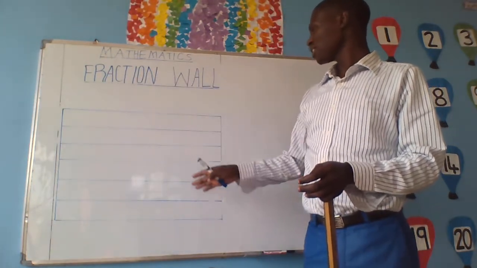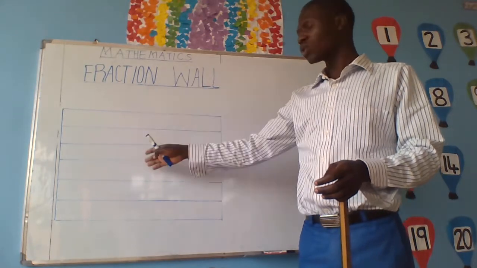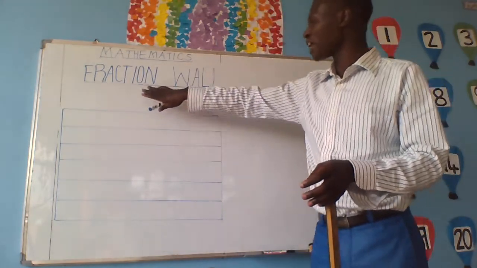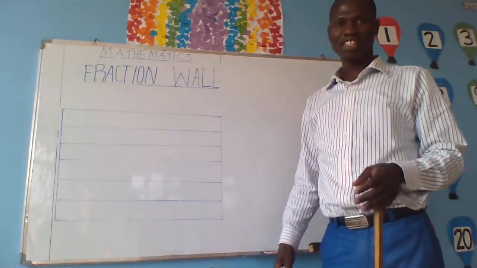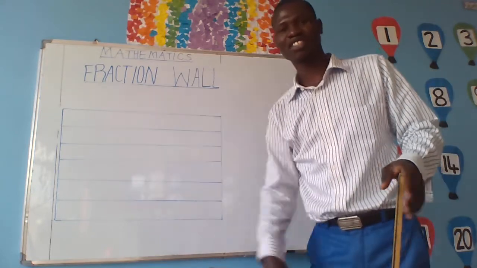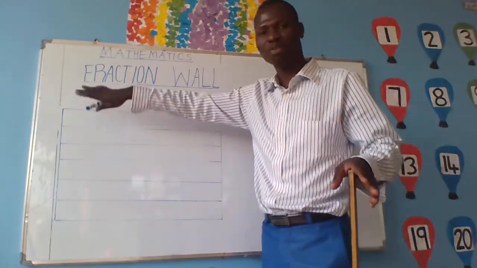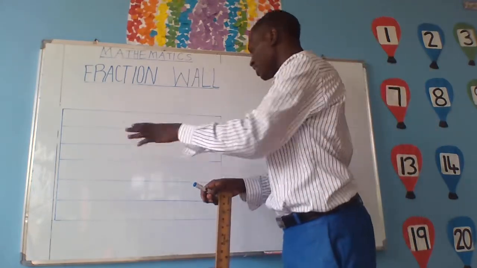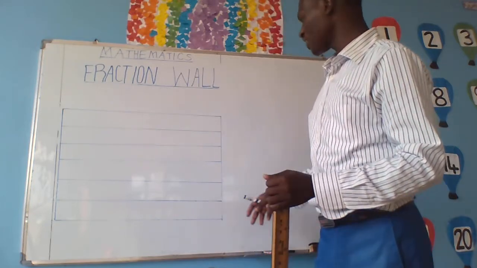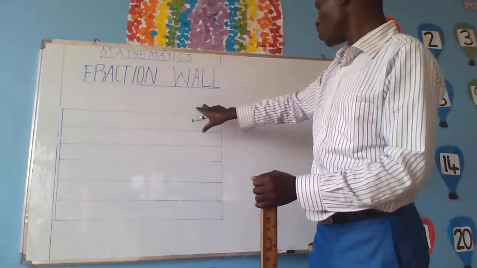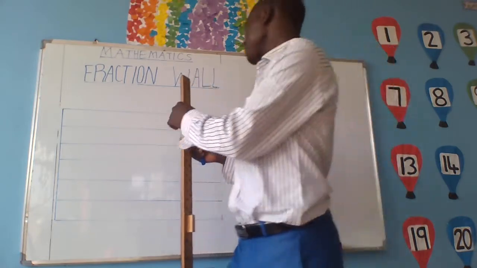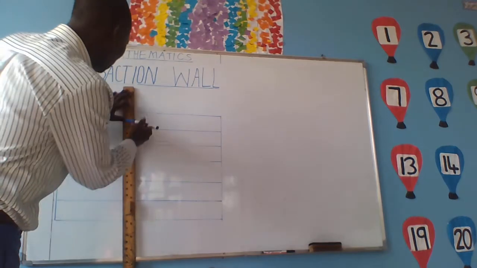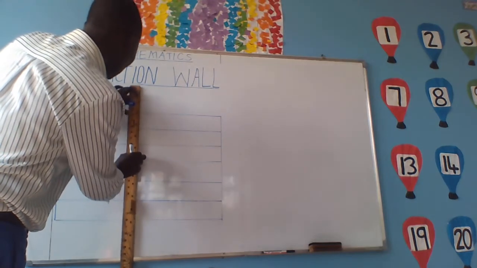That means today we are going to divide this wall into their parts. And in reality, we call them bricks. We are going to divide this wall into its bricks. Now, for example, the first row. If we divide it in half, it's like this.